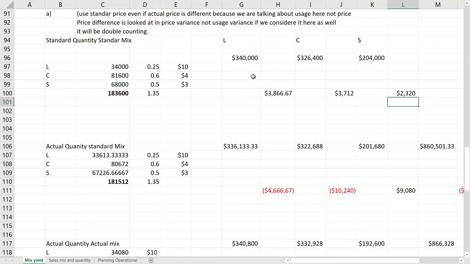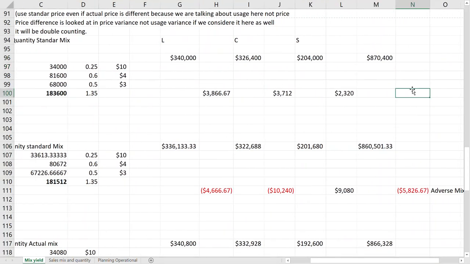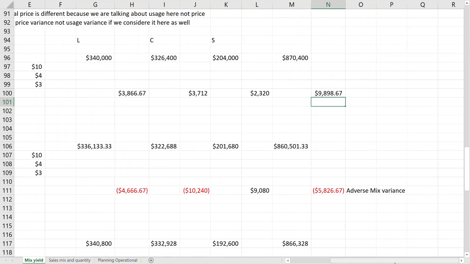So in standard it would have cost us 340,000 for the output that we achieved, but it cost us 336,000 in terms of standard quantity. It would have cost us 326,000, but it cost us 322,000 in terms of standard quantity. It would have cost us 204,000, but it cost us 201,000 in terms of standard quantity. So you don't need to calculate it for each material, okay? Total is what is asked. So we have a favorable variance.